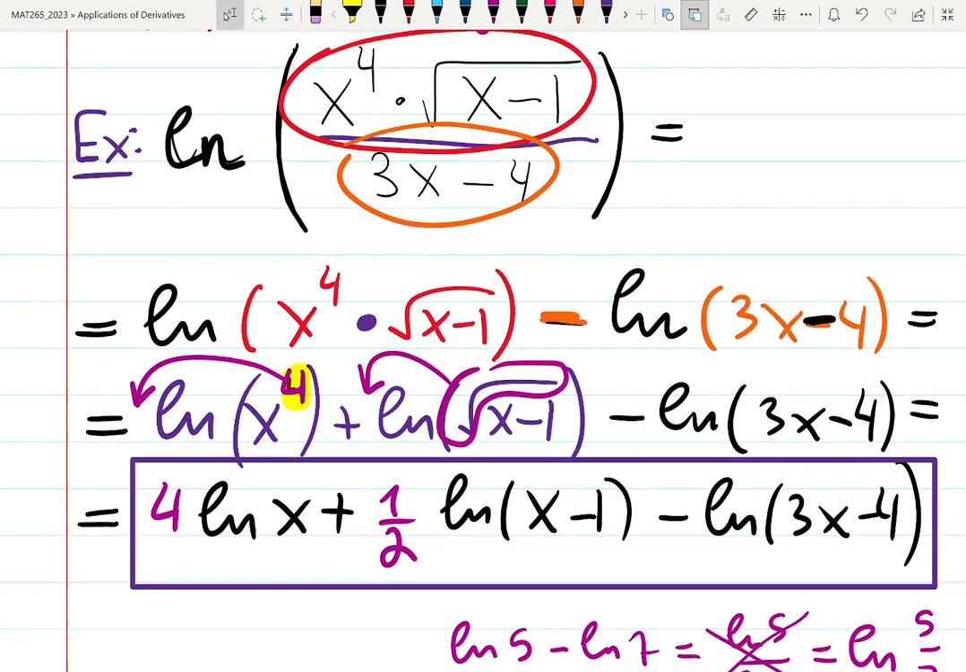How about that? Is it too fast? Let me know. Sometimes I go too fast, so you need to tell me if that's the case. Whatever was at the top will be log plus log. Whatever is at the bottom will be minus log. Powers, put them down. Don't forget to rewrite x minus 1 as 1/2. 1/2 goes down.